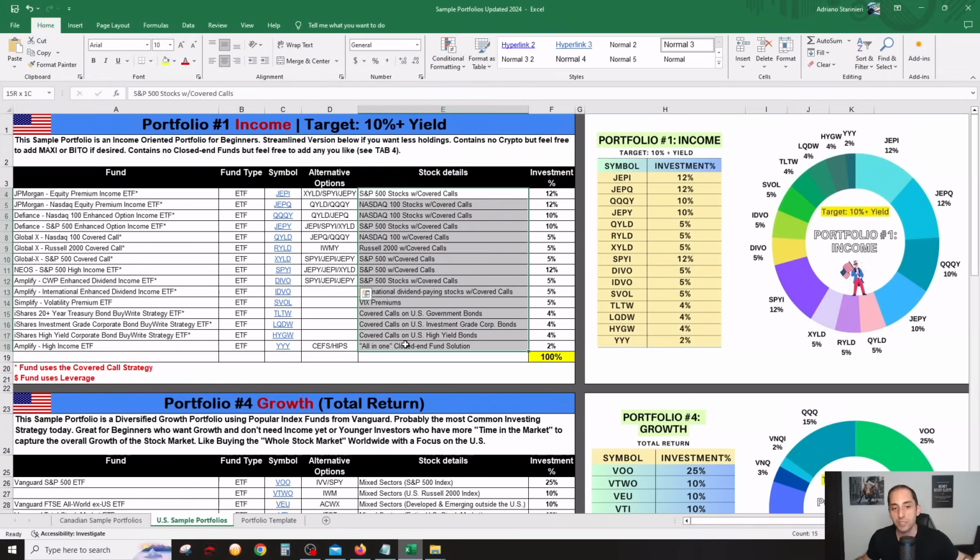A one-liner of what's inside this fund, and then your percentage. And obviously it's going to add up to 100. So this is a very important column. So whether you're investing your first 1,000, 5,000, 10,000, you follow these percentages here.